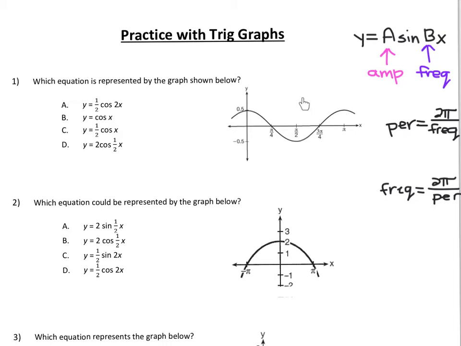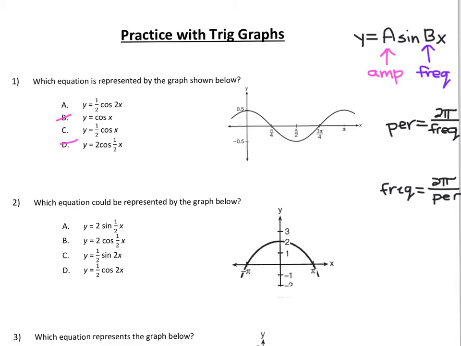So if we look at the picture in number 1, this graph right here, we could see the amplitude is 0.5. So since amplitude is the number that goes in front of the word sine or cosine, we're going to need to pick out which ones have an amplitude of 1/2. So letter A and letter C do. So I can automatically eliminate letter B and D because they don't have the right amplitude.